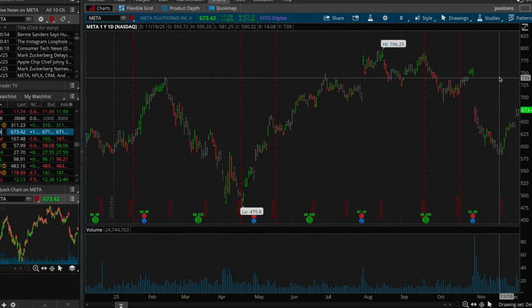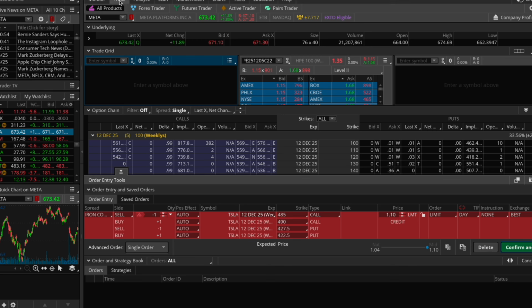Now, I'm not here to suggest or recommend any particular trades or any particular stocks. I'm here to educate you and give you trading ideas and the information that you need to do your own due diligence and make your own decisions on your own money. But let's walk through a trade for META. So I'm going to delete this.